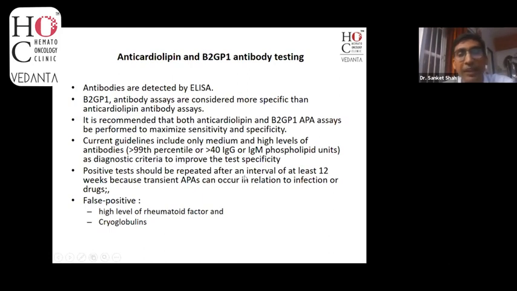Positive test results should be repeated after an interval of at least 12 weeks because transient APS can also occur in relation to infections or drugs. Now, false positives: high levels of rheumatoid factors and cryoglobulins can also give false positives for this testing.